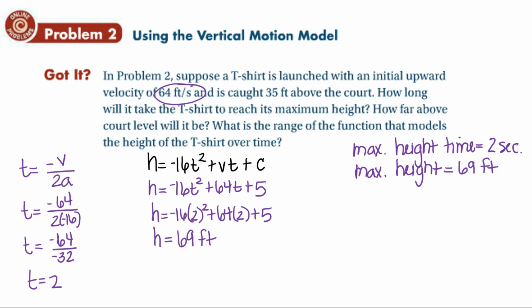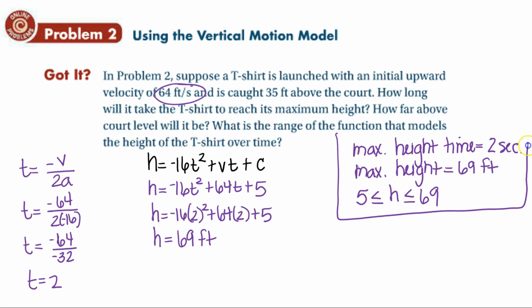And the last part: what is the range of the function that models the height of the t-shirt over time? Did the t-shirt ever hit the ground? No, they're still saying it got caught at 35 feet above the court. So the lowest that t-shirt was, was that initial starting height of 5 feet. And how high did it get? It got up to 69 feet.